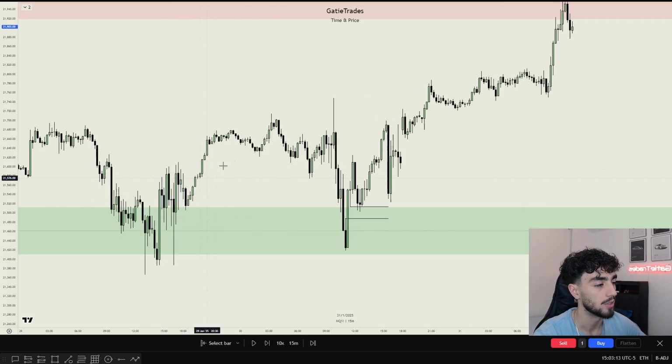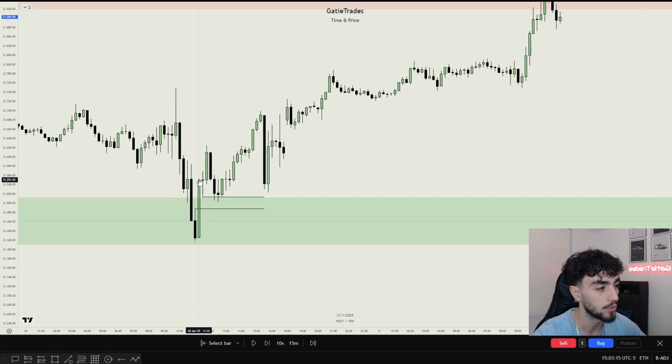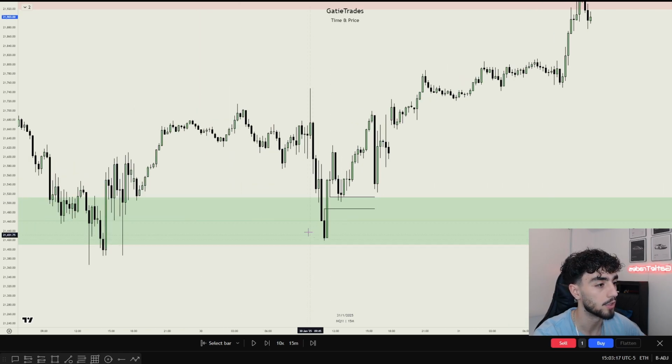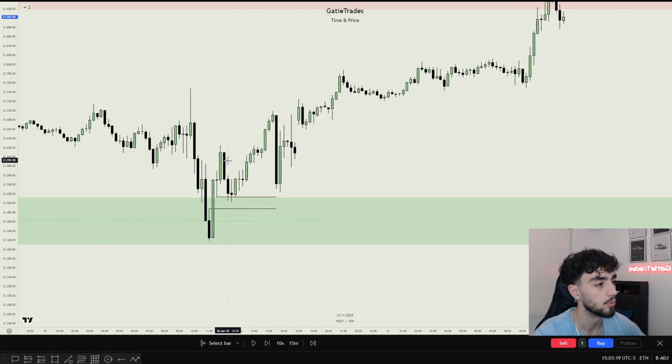We are sweeping out liquidity over here. We have a very strong displacement. We have converging levels at this price point. We trade back into it, and then we trade higher. So this is a high probability bullish fair value gap.